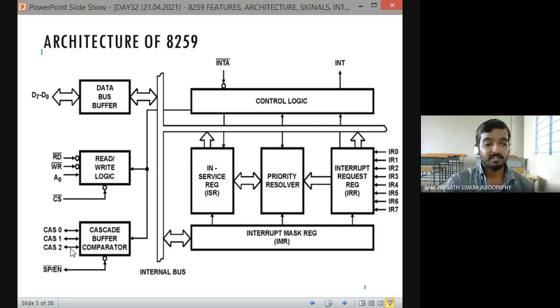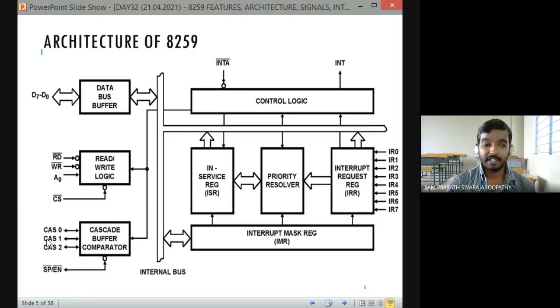As of now, you can see CAS0, CAS1, CAS2, 3 pins we are having. Using 3 pins, how many combinations can you have? How many combinations are possible with 3 signals? Is it 9? Yes, very good. What I have told you, in cascade mode, how many 8259 slaves can be connected to a single 8259 master? Yes, that's why we are having these 3 pins.